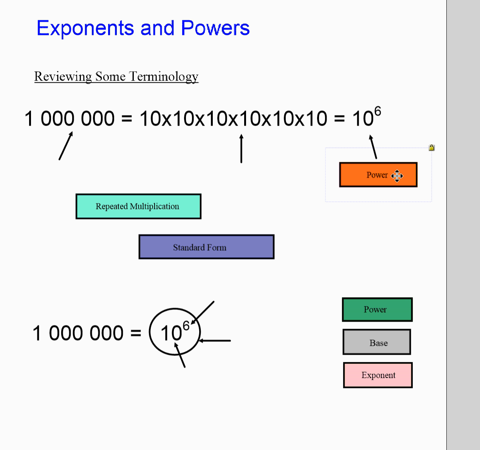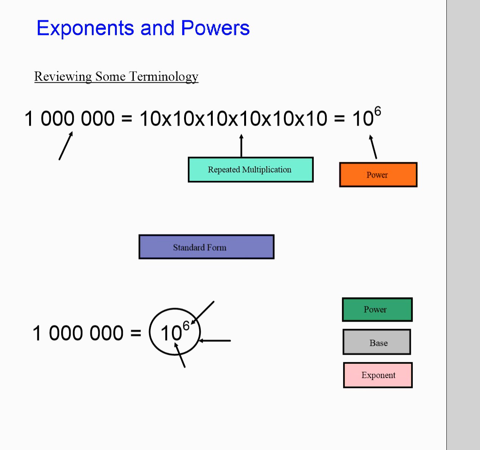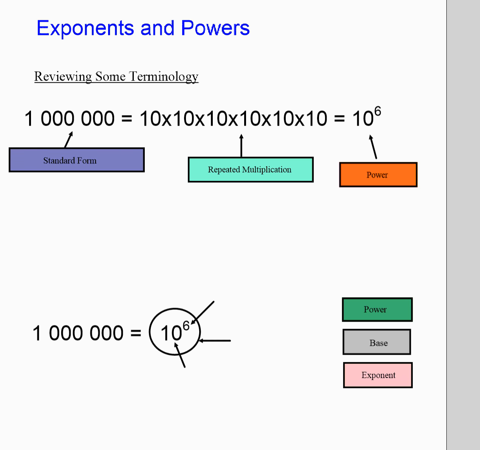is the entire thing. If we were to break that down and write it out, what it means is 10 repeated 6 times. So it means 10 times 10 times 10 times 10 times 10 times 10. That's called the repeated multiplication. If we actually punch that into our calculator and find what it equals, then it's called standard form. So standard form is just a fancy way for what the number actually equals.